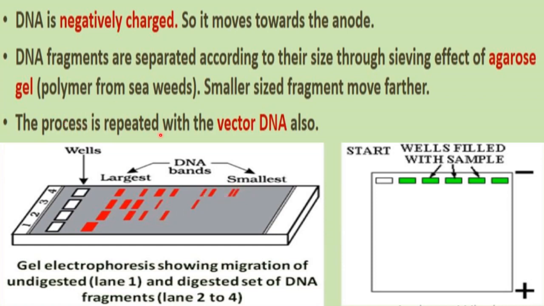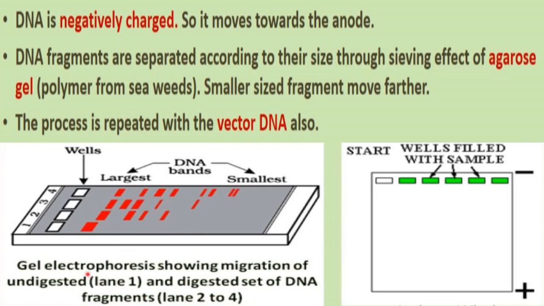The process is repeated with the vector DNA also. So we do this gel electrophoresis first with the foreign piece of DNA, the DNA that we have isolated. After that the same process is done with vector DNA also, because we cut that vector DNA also with the restriction enzyme, and we need to check the progression of that also, right? So with the vector DNA also this process is repeated.